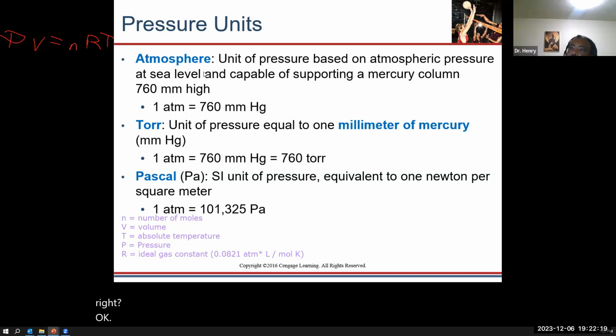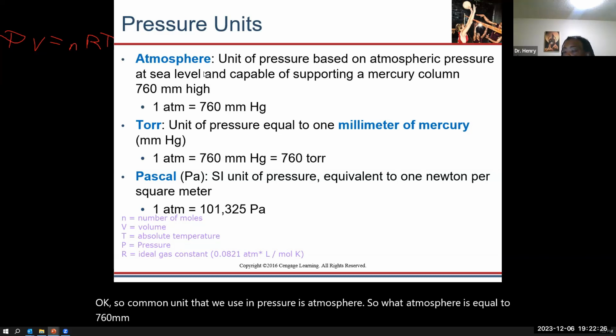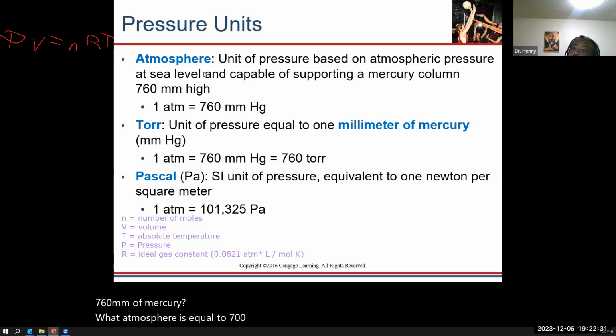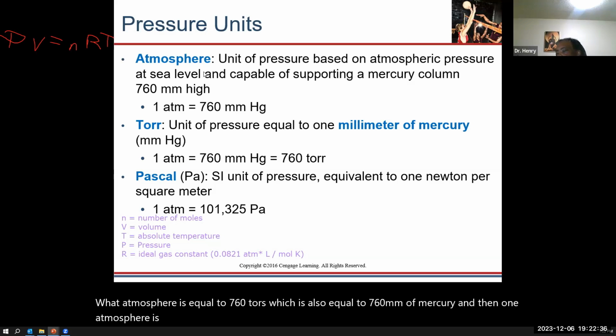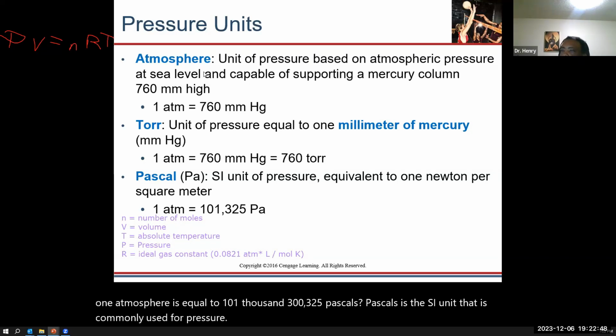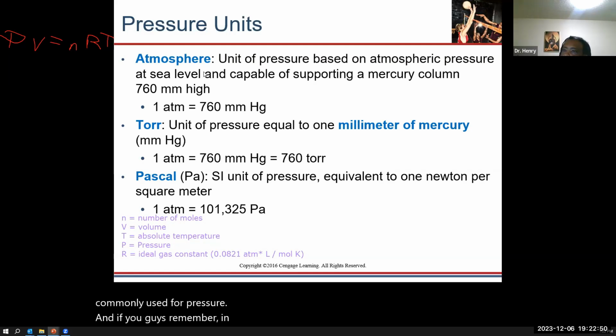Okay, so a common unit that we use in pressure is the atmosphere. So 1 atmosphere is equal to 760 millimeters of mercury. 1 atmosphere is equal to 760 torrs, which is also equal to 760 millimeters of mercury. And then 1 atmosphere is equal to 101,325 pascals. Pascals is the SI unit that is commonly used for pressure. And if you guys remember, in terms of energy, it also tends to represent energy as well.